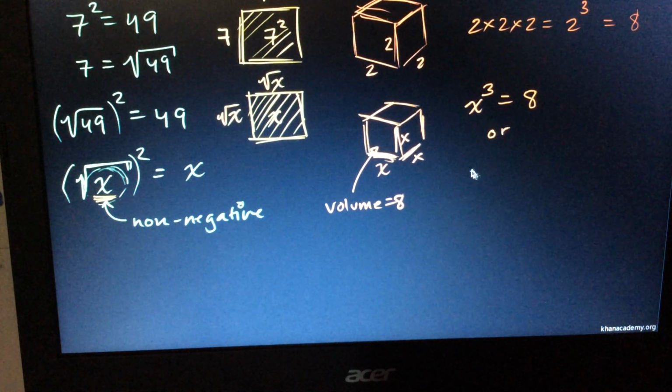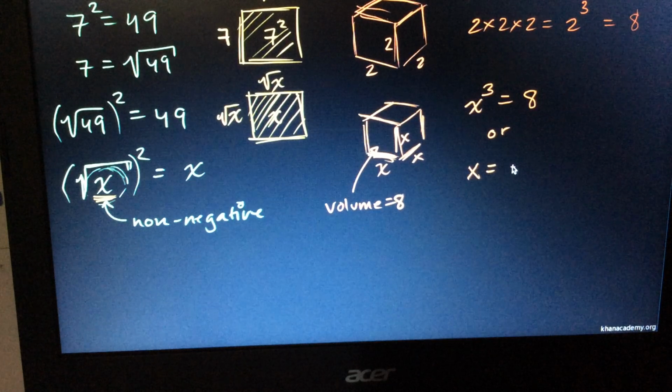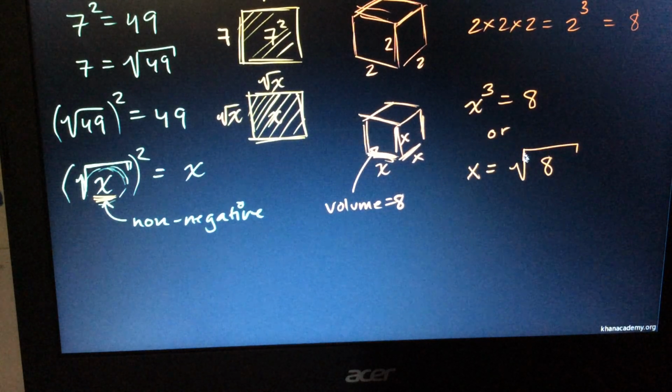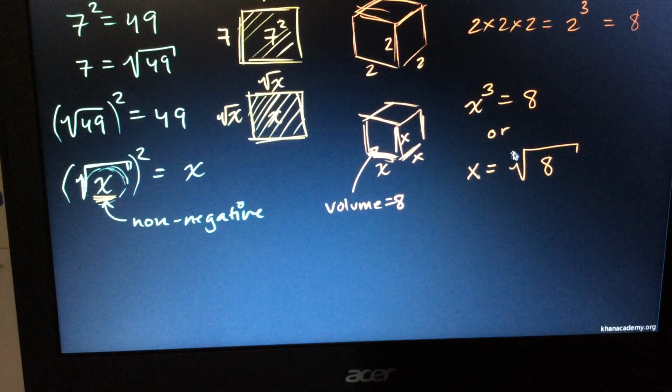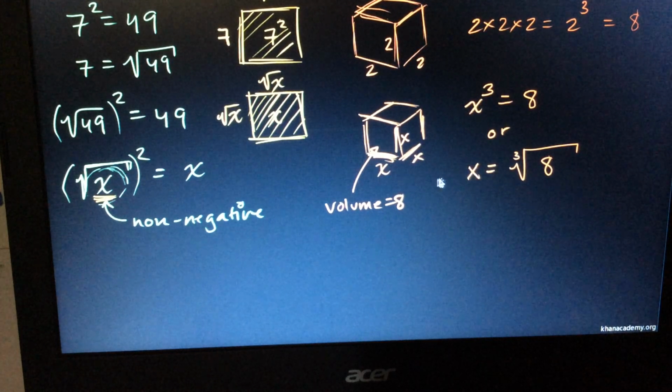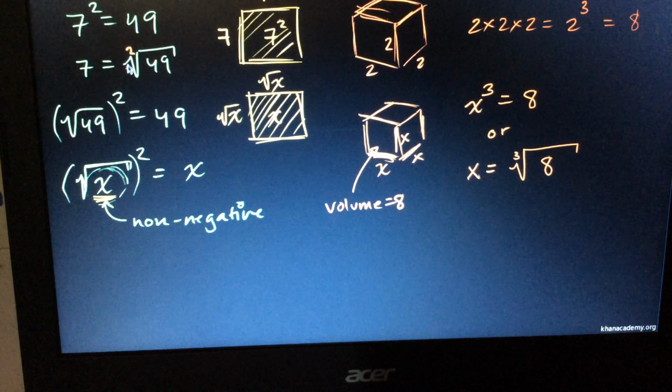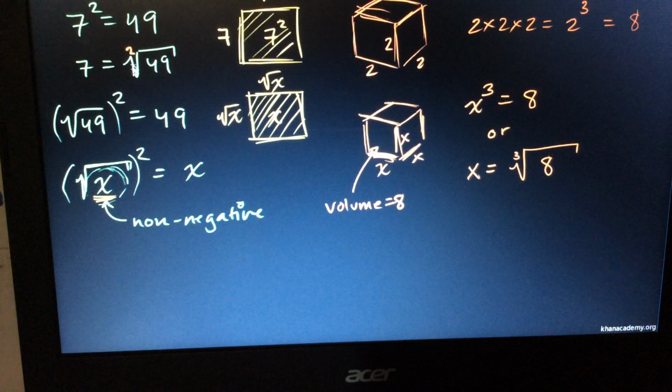Or we could write that x is equal to, it's going to look very similar to the square root. This would be the square root of 8. But to make it clear that we're talking about the cube root of 8, we would write a little 3 over there. In theory, for square root, you could put a little 2 over here, but that'd be redundant. If there's no number here, people just assume that it's the square root.